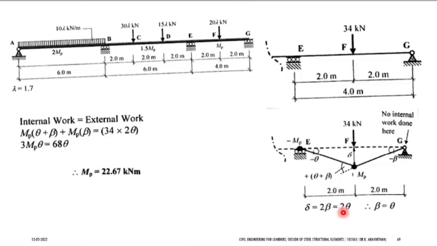Now, what is the worst case here? At which place did you get the highest plastic moment? At which span? At the span BC, you got the critical value of 30 kilonewton meter, which is your critical plastic moment.